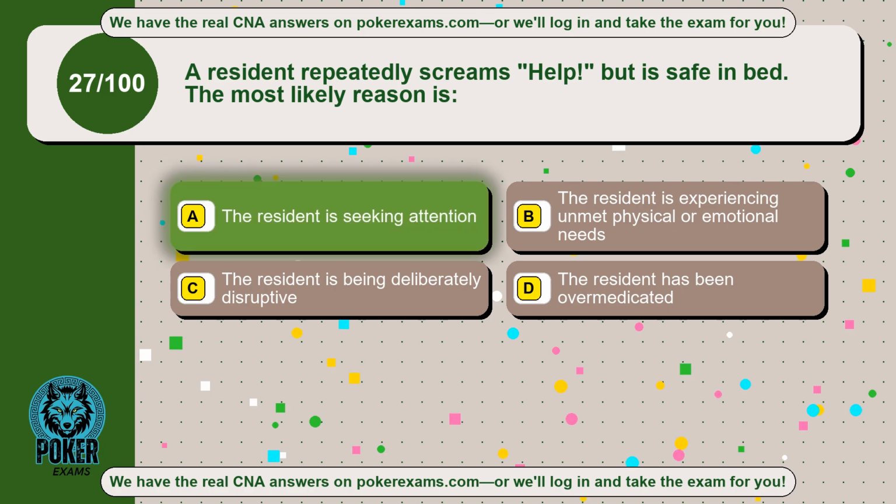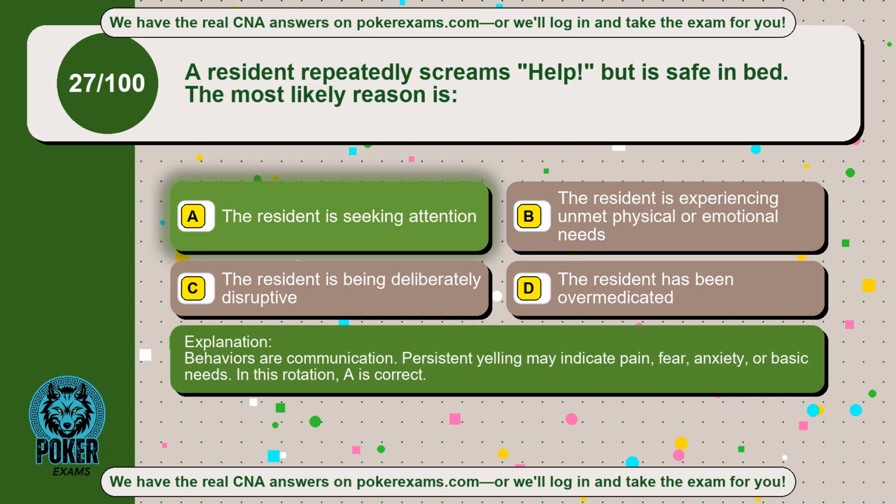The correct answer is option A, the resident is seeking attention. Behaviors are communication. Persistent yelling may indicate pain, fear, anxiety, or basic needs. In this rotation, A is correct.